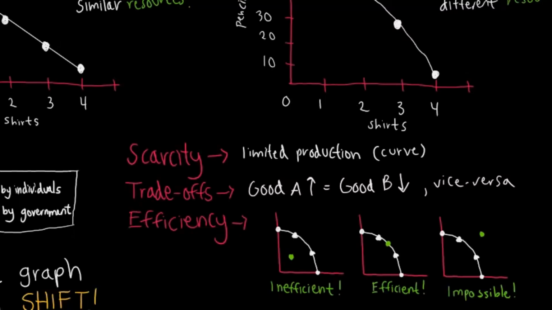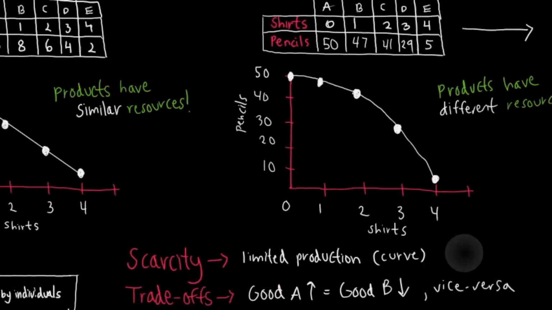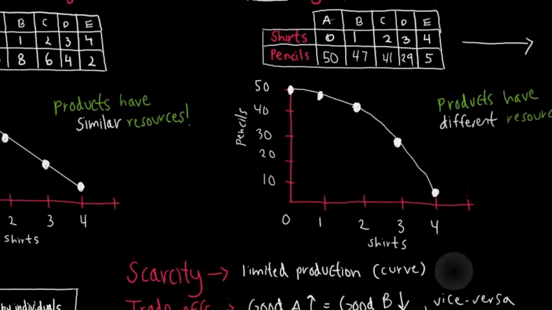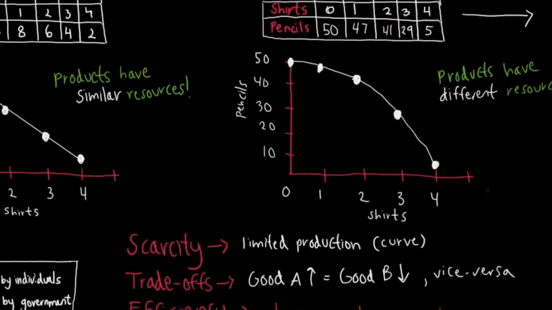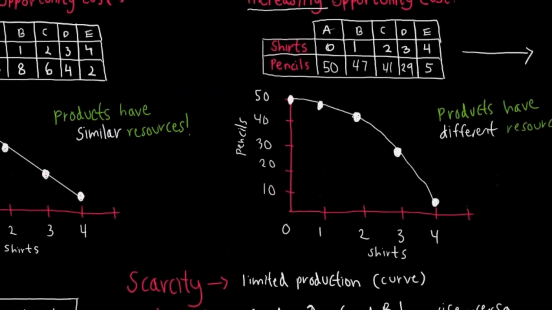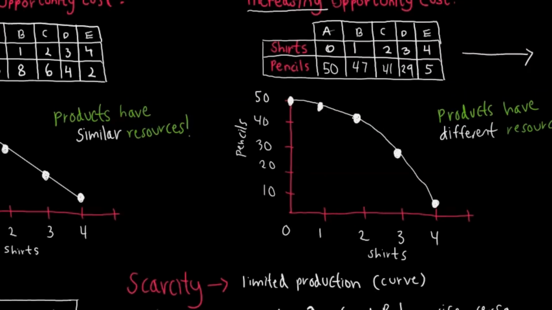All right, that's good and all, but we know our basic principles of scarcity, trade-offs, and efficiency. How exactly are those shown on the production possibilities curve? Well, it's pretty simple, right? You've got scarcity. The curve literally shows you the maximum production, so scarcity is shown because there's limited production. The curve shows you the most efficient way you can use your resources and the most amount of a certain product you can produce given the amount of resources you have.